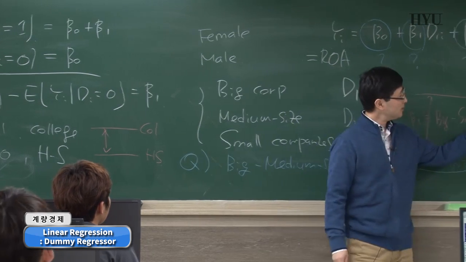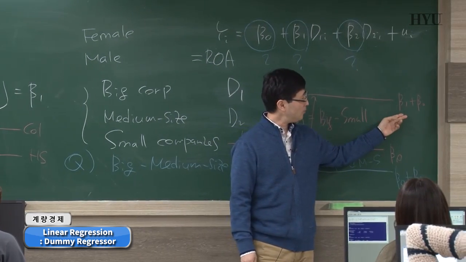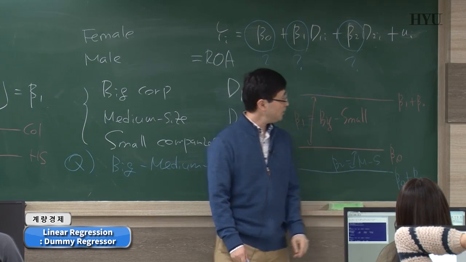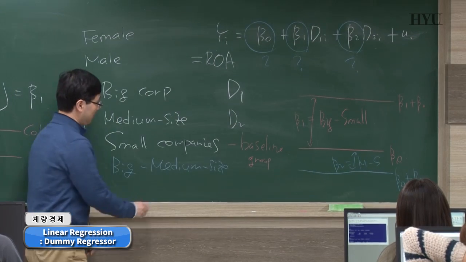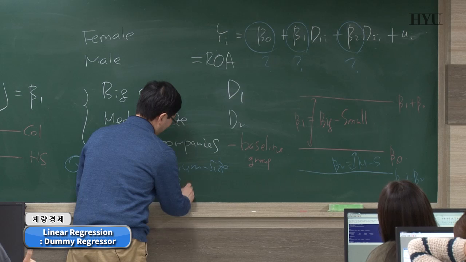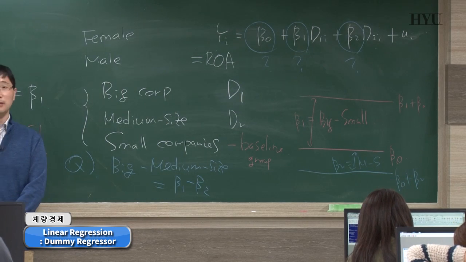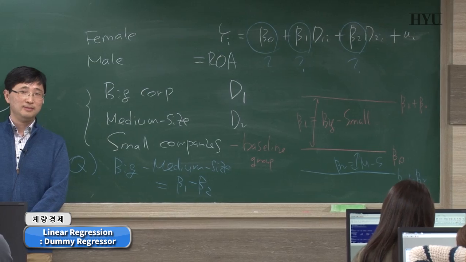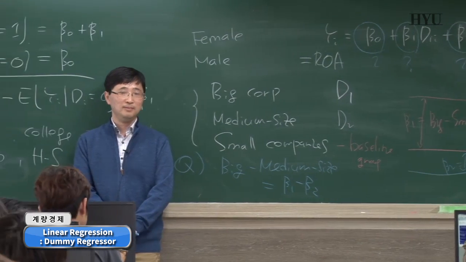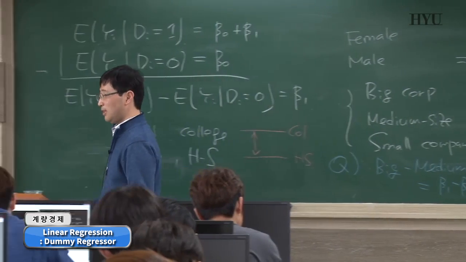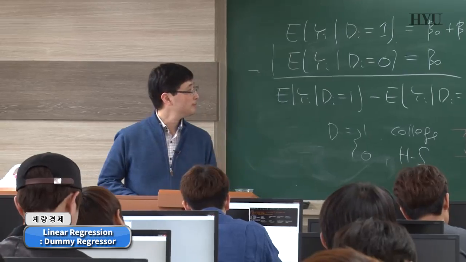So this is the average Y for big companies. This is medium-sized companies, so you want to subtract them, right? So the answer is beta 1 minus beta 2. Okay? So that's how you use dummy variables.